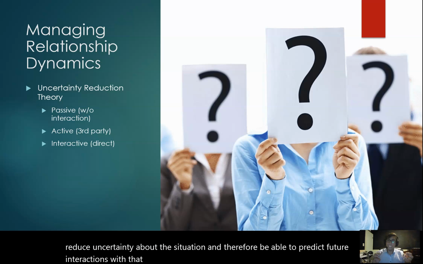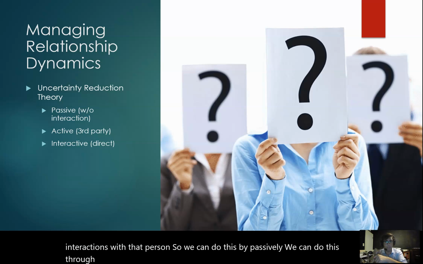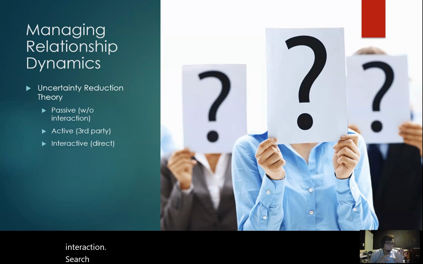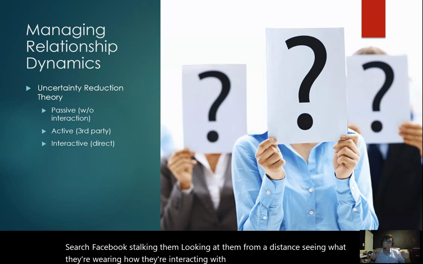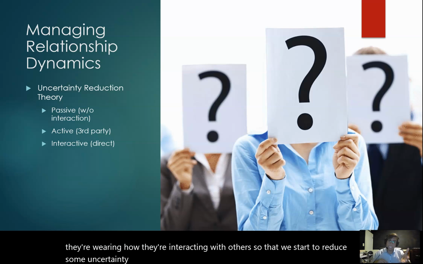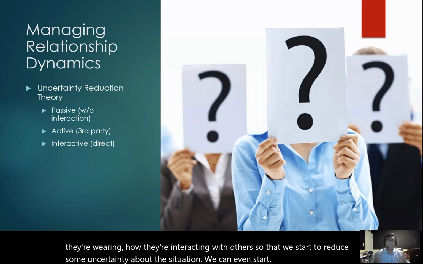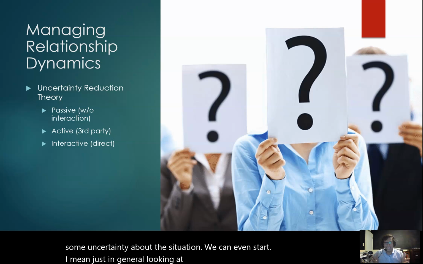So we can do this passively, through passive uncertainty reduction means. This could be without interaction: Facebook stalking them, looking at them from a distance, seeing what they're wearing, how they're interacting with others, so that we start to reduce some uncertainty about the situation. We can even start just in general looking at them, things like that.